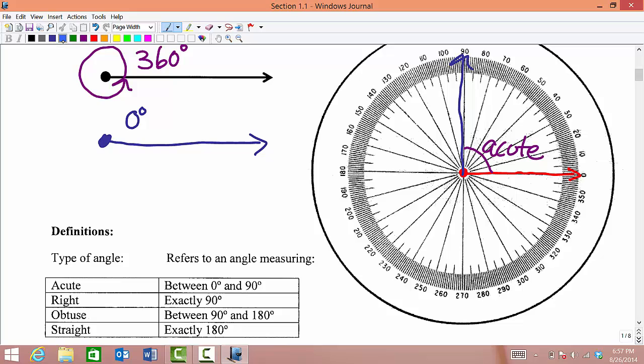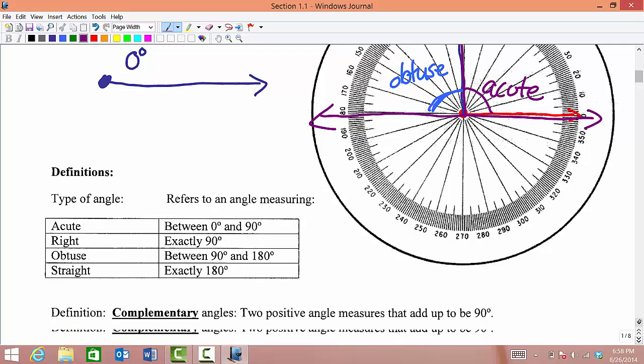An obtuse angle would be between 90 degrees and 180 degrees. And a straight angle would be 180 degrees, and that's because it forms what looks like a straight line. A 90 degree angle, we would describe that as a right angle. That would be a quarter rotation about the circle.